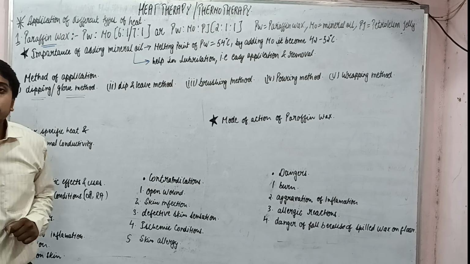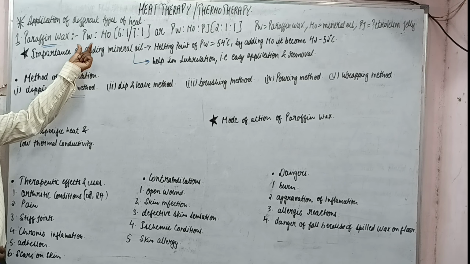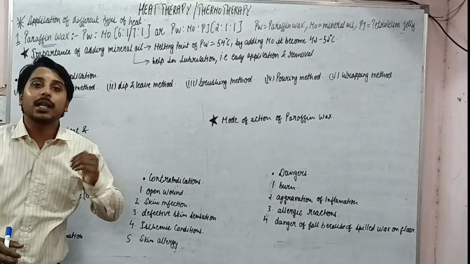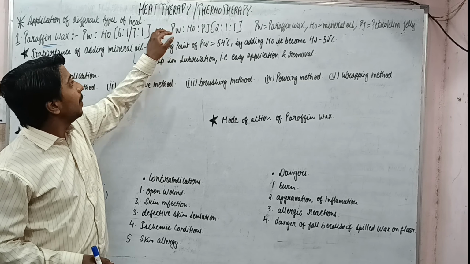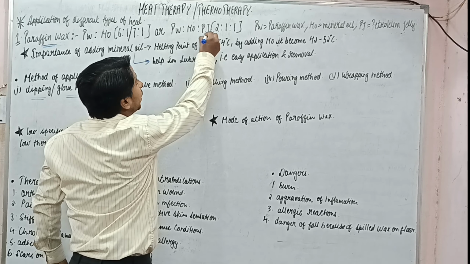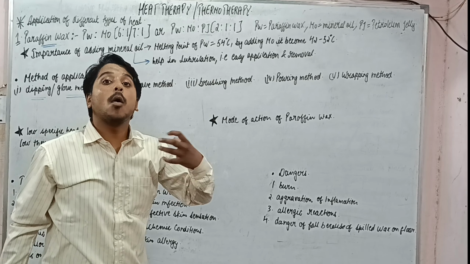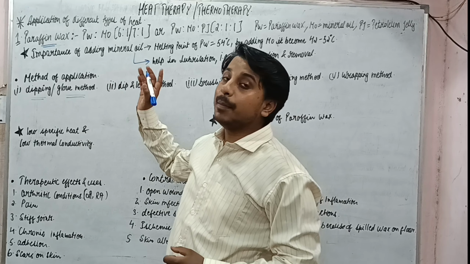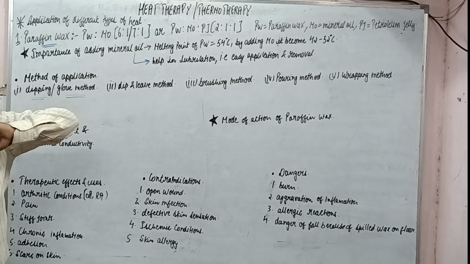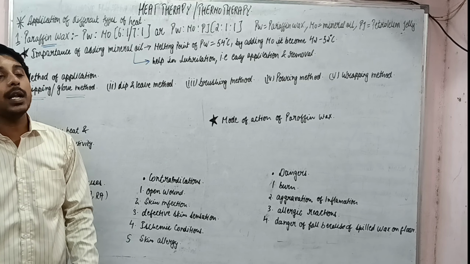So what is the composition of paraffin wax? It is the mixture of paraffin wax and mineral oil. PW is paraffin wax, MO is mineral oil, and its ratio is 6:1 or 7:1. Or it can be a mixture of paraffin wax, mineral oil and petroleum jelly, and here the ratio will become 2:1:1. So these are the compositions of paraffin wax.